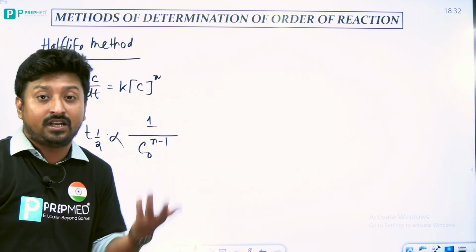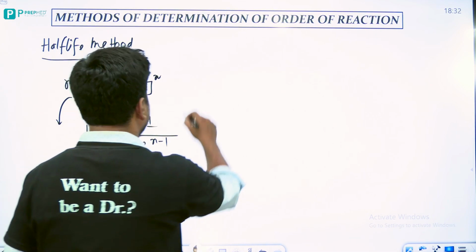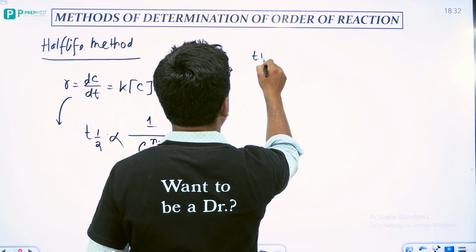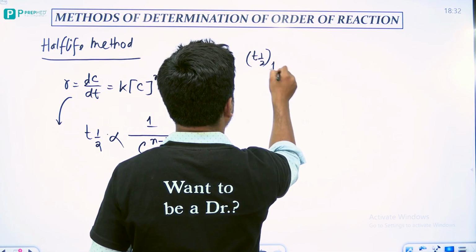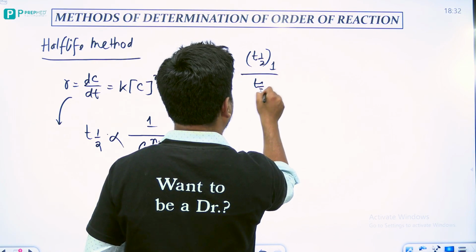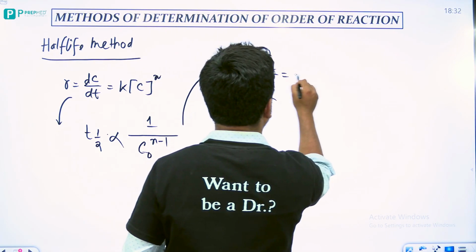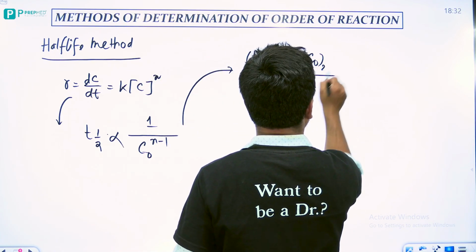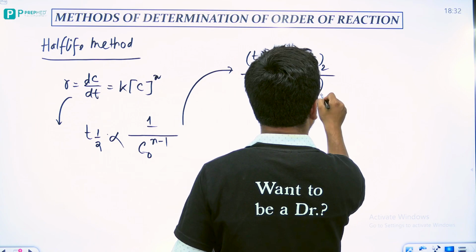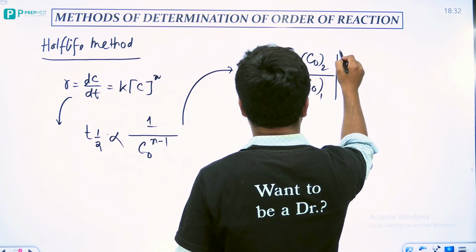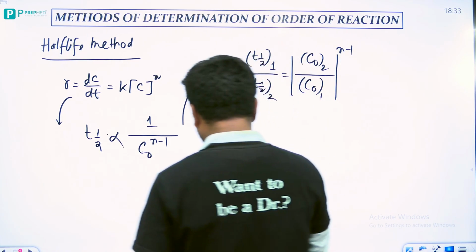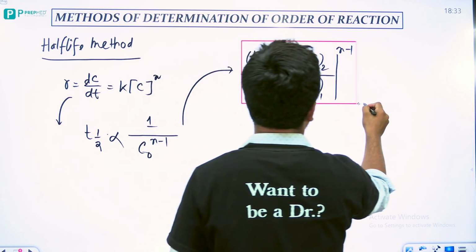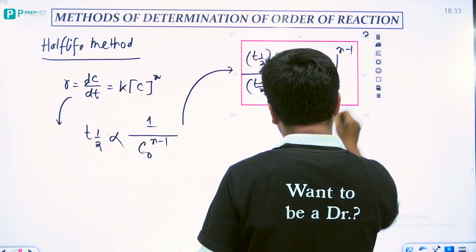So if I know the half-life for the same equation in different conditions, we can easily say that t half of experiment 1 divided by t half of experiment 2 is equal to C0 of experiment 2 divided by C0 of experiment 1 to the power n minus 1. So this is your working formula for the half-life method.